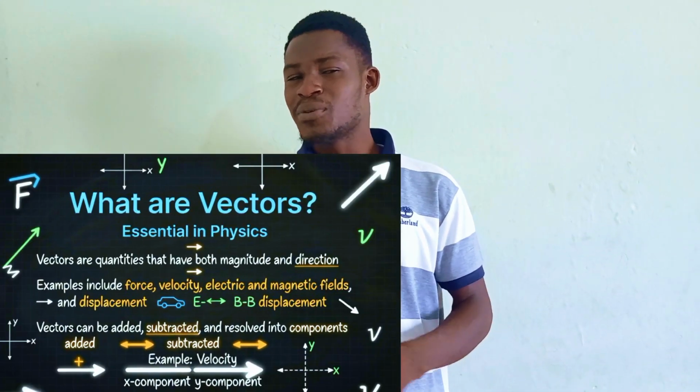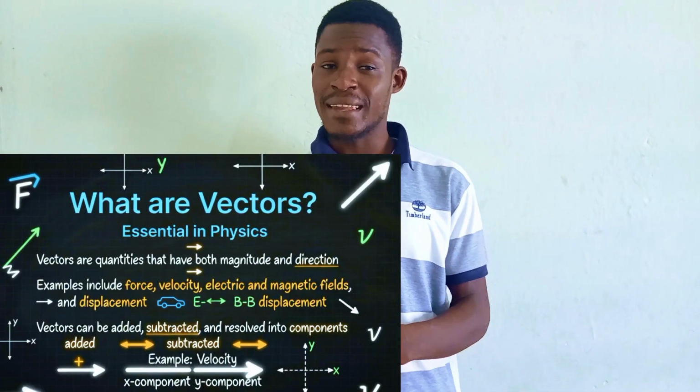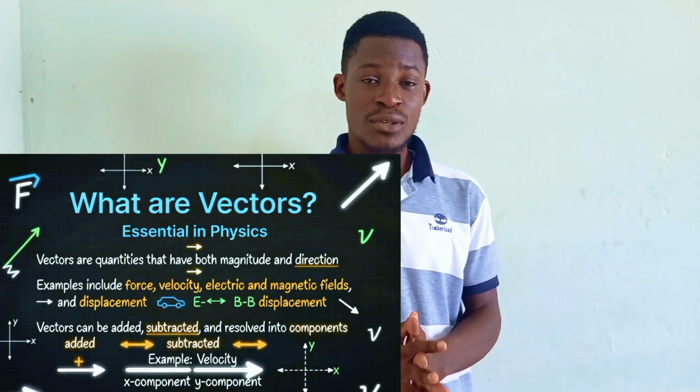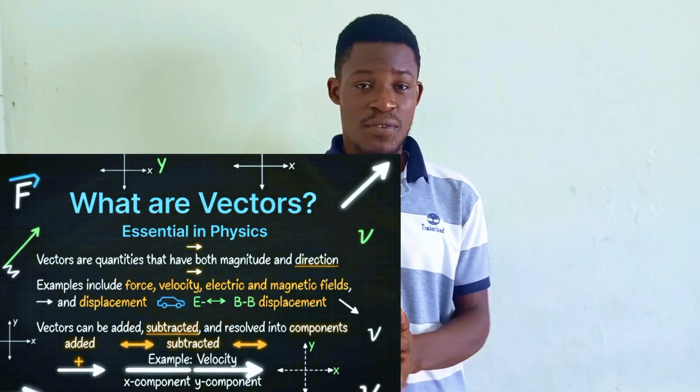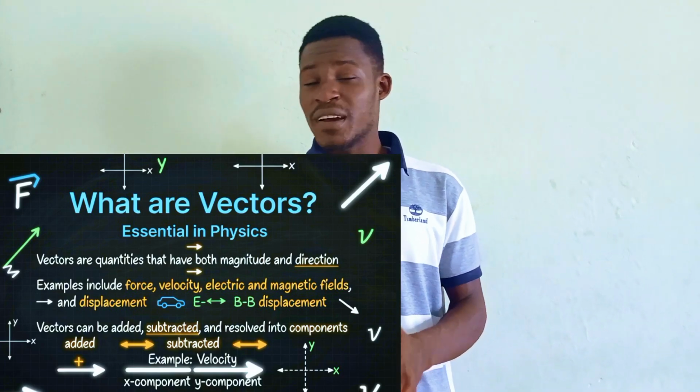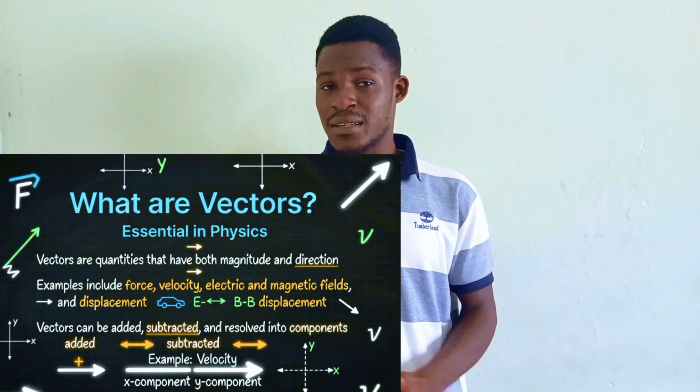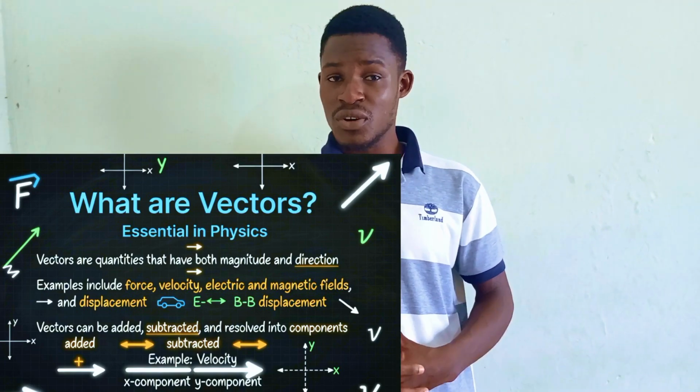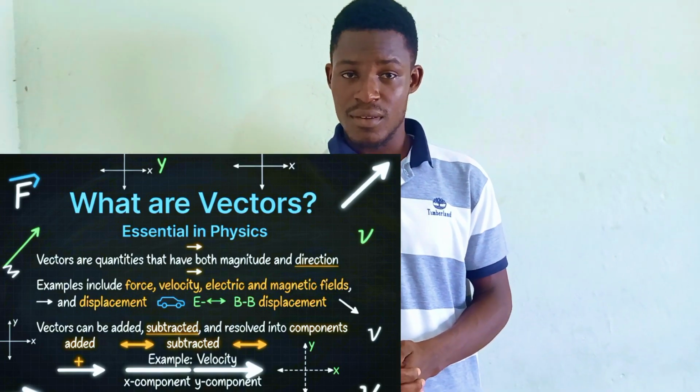But solving equations is not enough. In physics, many quantities have directions. That brings us to the next topic. What is it? Vectors. A vector is any quantity that has both magnitude and direction. Examples include displacement, velocity, force, etc. Vectors can be added, subtracted, or even resolved into components.